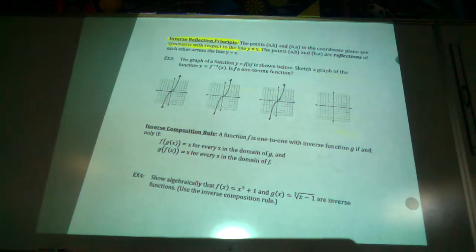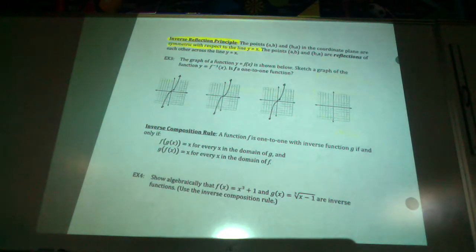When you find the inverse of a point, symmetric to that line y equals x means that those 2 points are equal distance from that line. So when something is symmetric to a particular line, that means that they are equal distance from that line. So the points (a, b) and (b, a) are reflections of each other across that line.